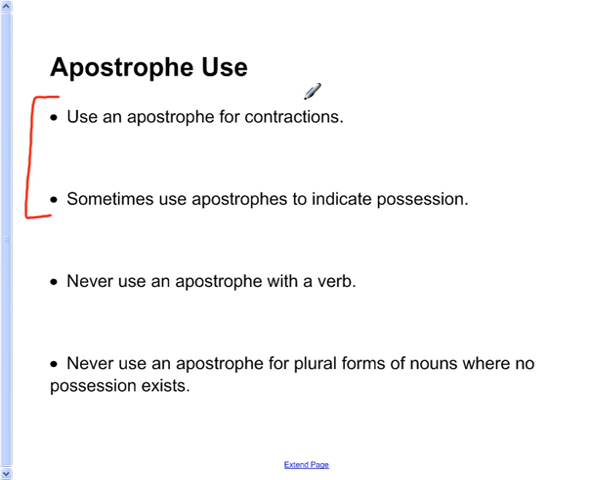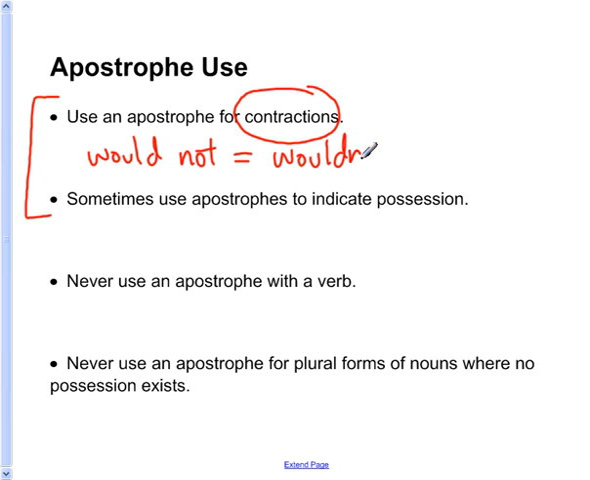First, for contractions. For example, would not. The two words "would not" can be contracted into one word using an apostrophe: wouldn't. This use of apostrophes is looked at in another video in this series. The other use of an apostrophe is to indicate possession. That's what we're going to be looking at in this video.